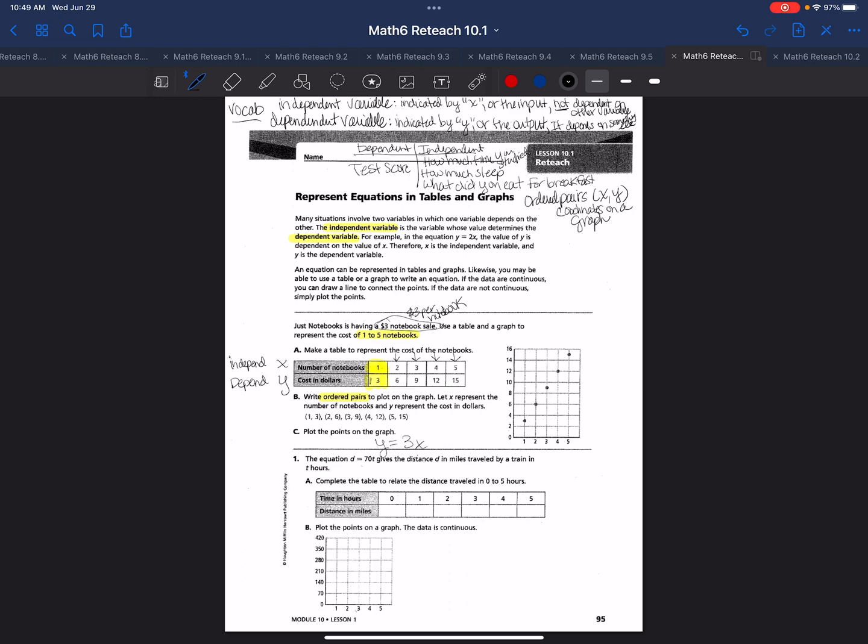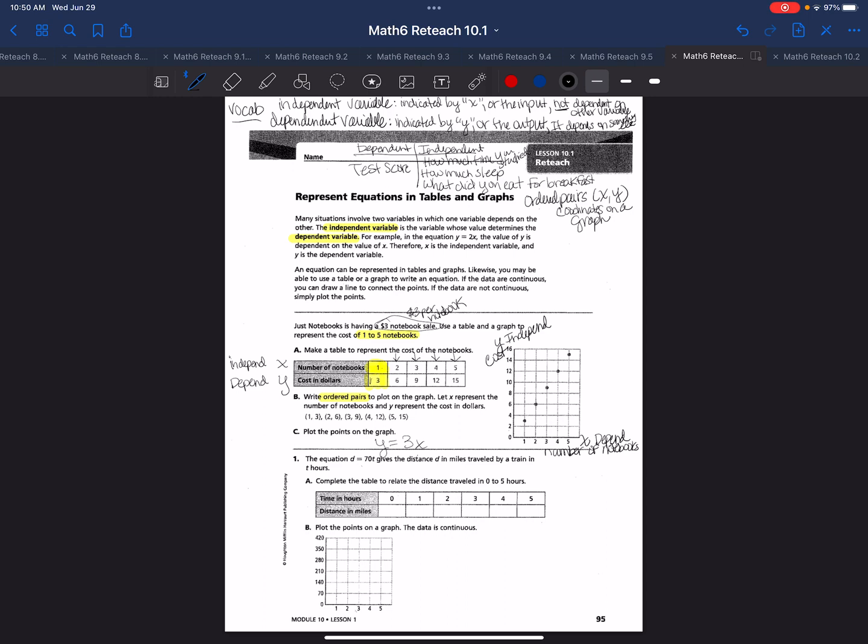So we know that the number of notebooks, which is your X, which is your independent variable, is being multiplied by 3, and that will give you your cost, and your cost is dependent. And then you also want to label your graphs as well as your tables. So we know that the X here is independent, and the Y is dependent. Here your X is the number of notebooks, and your Y is your cost.